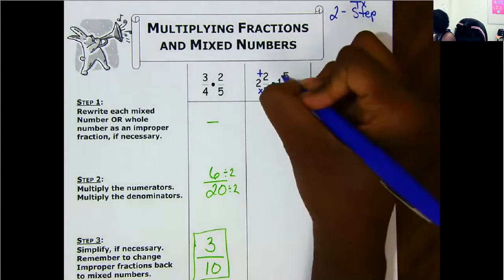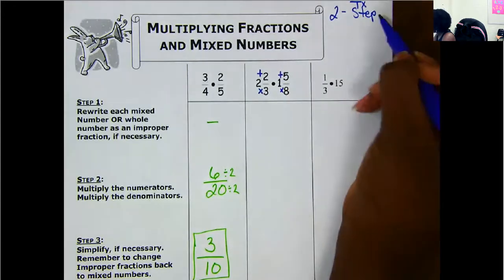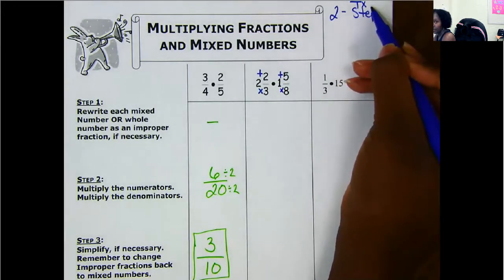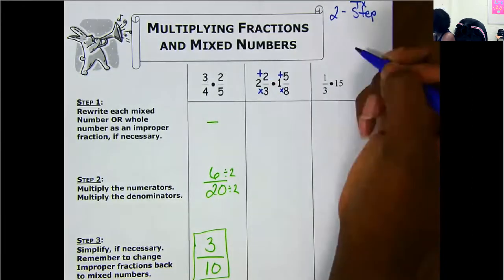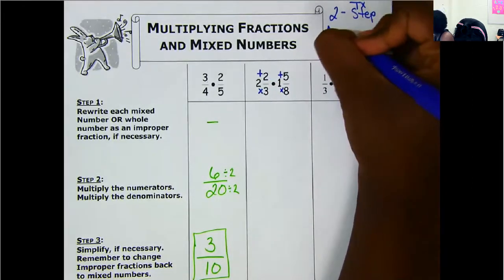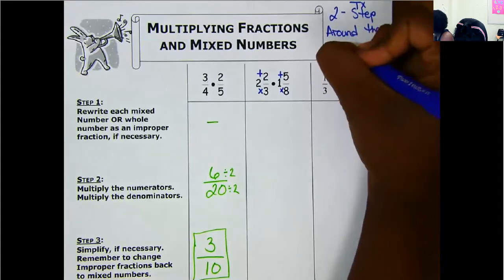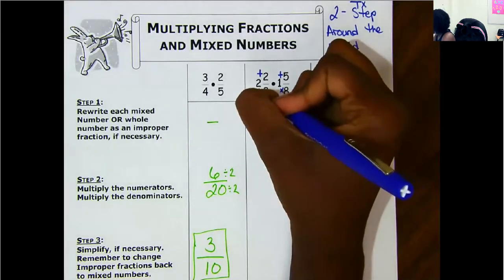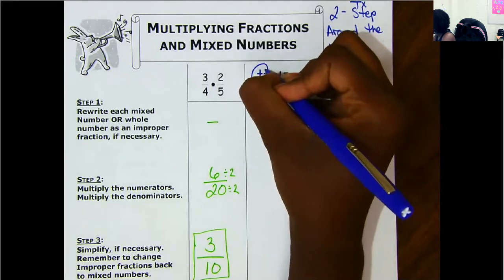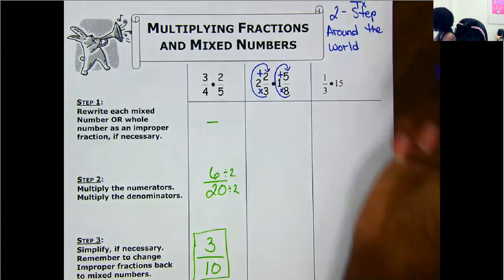I'm going to do the same thing over here because it's a mixed number. Okay. Now, there's my T and X from here. Now, 2 steps, because there's 2 steps that we're going to do. And then I'm going to add on to this, around the world. What I mean by that is you're going to start with your denominator and you're going to make yourself around the world. Okay, let's see how this works.